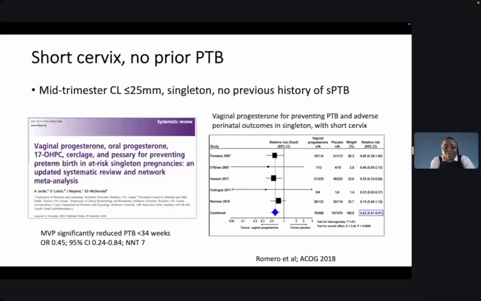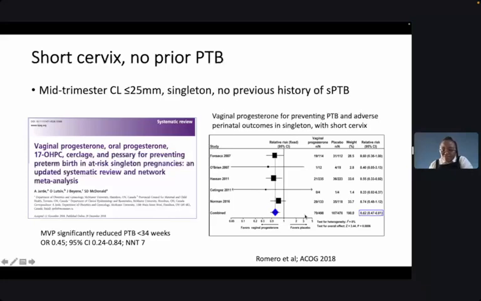Clearly from here, we can really see that for patients who present with a short cervix, progesterone shows that there is significant benefit. The other group that also looked at such patients is the group from Romero in 2018. They also did a meta-analysis. They looked at previous studies from 2007 up to 2016, and combined all these groups.